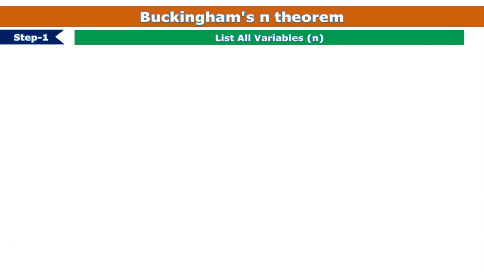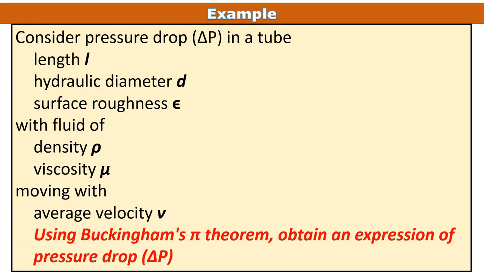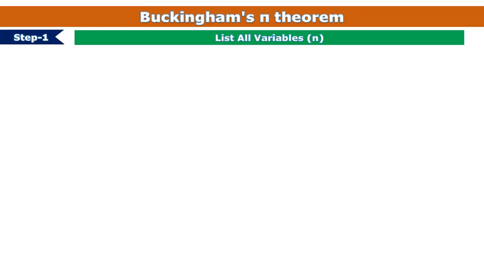Okay, so step number 1. We know step number 1 is to list all the variables. So this is the problem, and we have to list the variables. First the pressure drop, length, diameter, surface roughness, density, viscosity, and average velocity. That is 1, 2, 3, 4, 5, 6, 7.